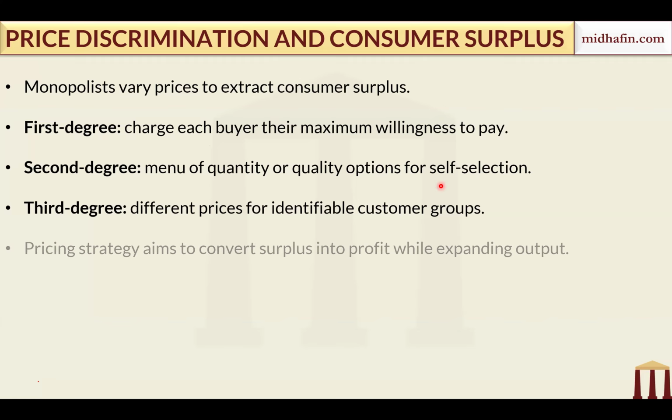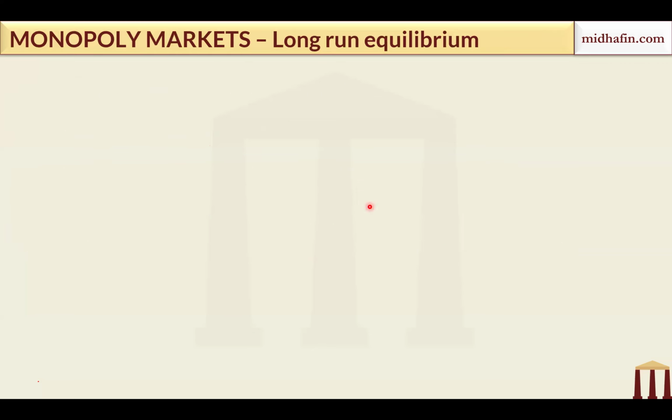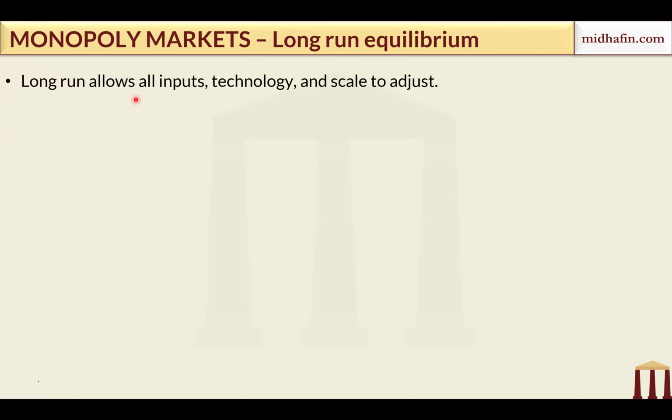Now the logic is of course the same. The strategy aims to convert the surplus into profit while expanding output. Now let's talk about long run equilibrium. So the long run allows all inputs, technology and scale to adjust. Okay, so the monopolist is no longer restricted by fixed inputs.